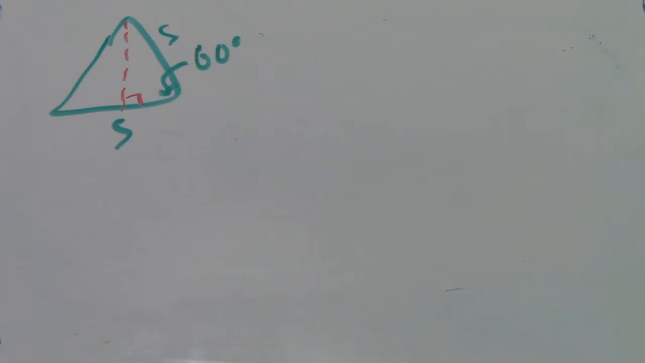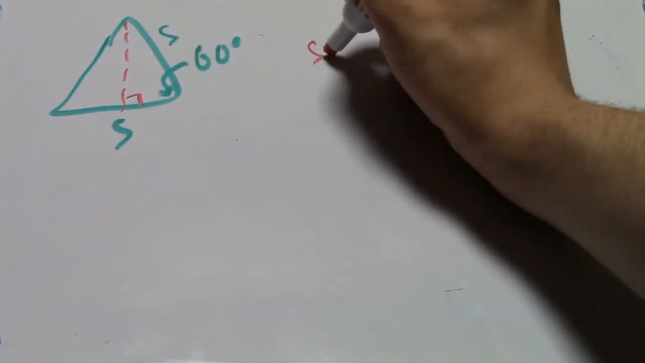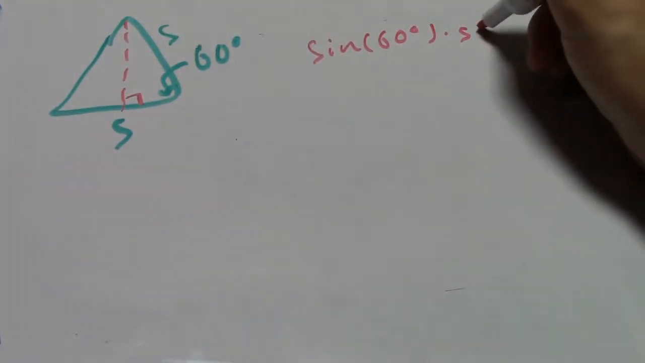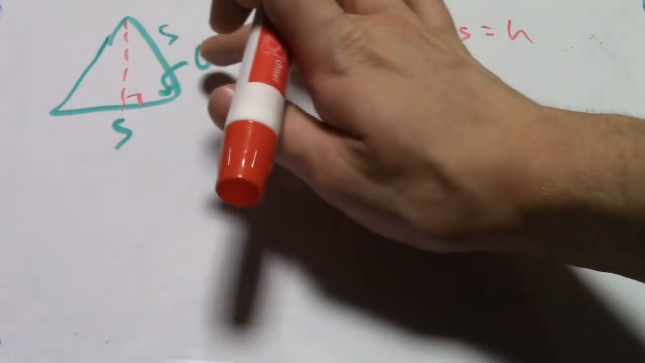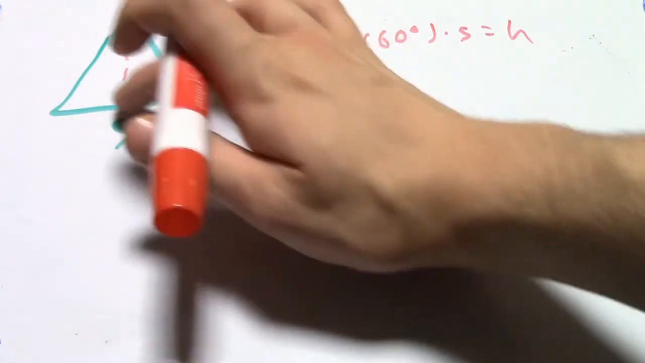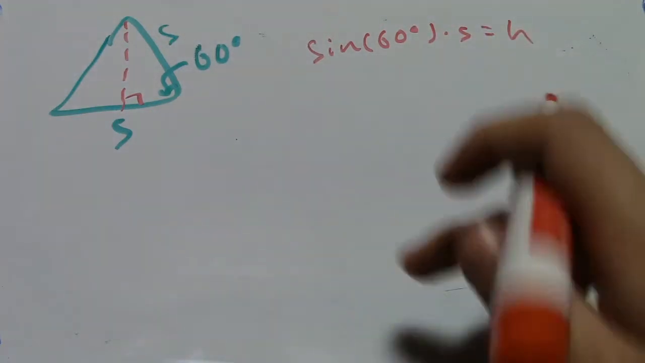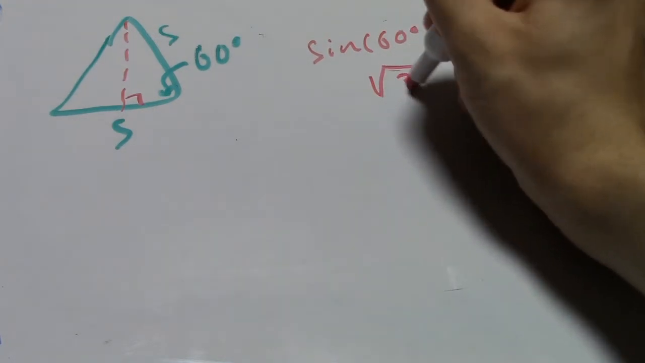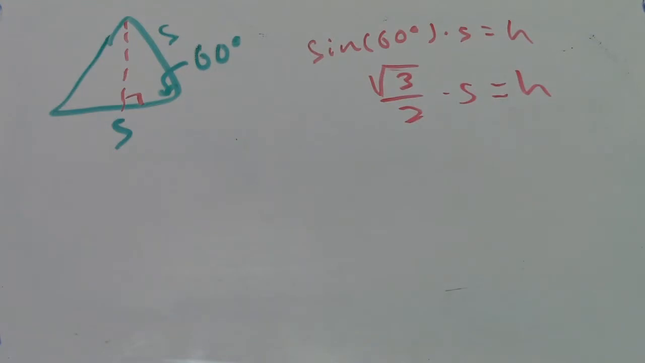Now, this is important because the way we're going to find this height, and the most common way to find the height, is through trigonometry. So we need to take the sine of 60 degrees times s. And that will give us the height. Now we need to multiply by s because sine gives us the opposite, or the height here, over the hypotenuse. So if we multiply it by the hypotenuse, we just get the opposite, which gives us the height. There we go. Now the sine of 60 degrees is square root 3 over 2. This times s, and that gives us our height.